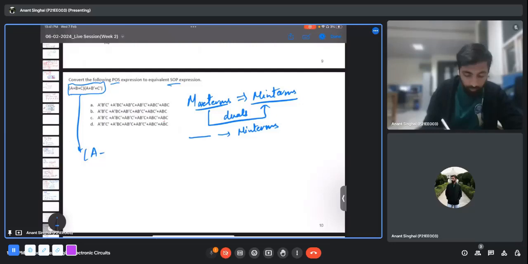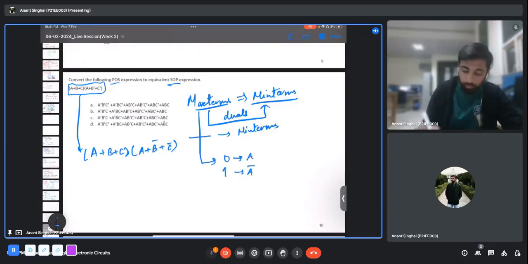It is given as (A plus B plus C) times (A plus B complement plus C complement). So this is a POS form. In maxterms, 0 is represented by the variable and 1 is represented by the complement of that variable. So I can write this as 0 0 0 basically, and I can write this as 0 1 1. So I can clearly see this is 0 and this is 3.